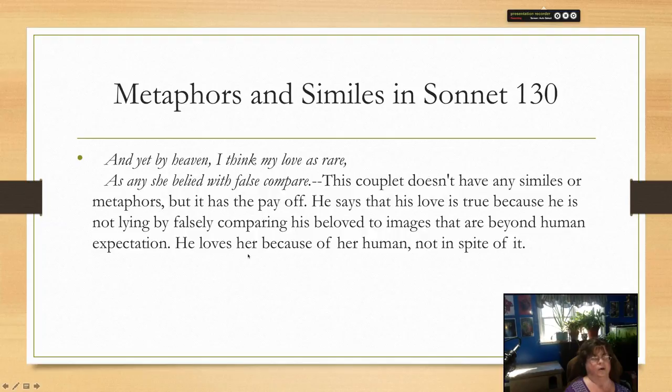And then our kicker, our punchline. And yet by heaven I think my love as rare as any she belied with false compare. This couplet doesn't use any similes or metaphors, but it's the payoff. He says his love is true because he's not lying by falsely comparing his beloved to images that are beyond human expectation. He loves her because of her humanness, not in spite of it.